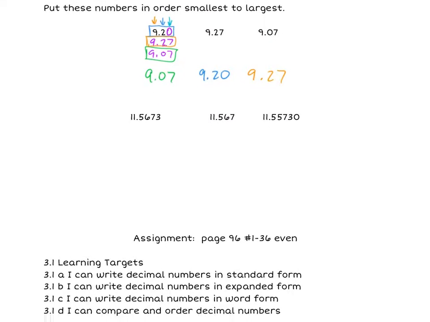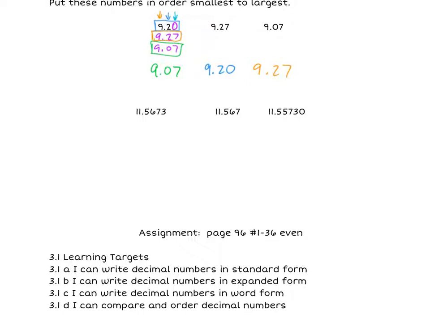One more to do here. Place them in order. 11.567, and we'll add a 0 to make it the same length. So that's this number here. This number here is 11.5573, and we can add some zeros to make these all the same length.